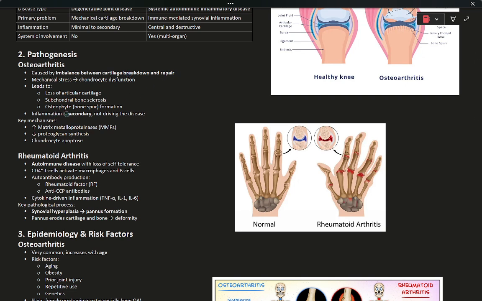As a result, inflammation is secondary in nature, and it does not drive the disease, unlike in rheumatoid arthritis. And the key mechanisms involved will be increased presence of matrix metalloproteinases and decreased proteoglycan synthesis. And also, there's obviously going to be chondrocyte apoptosis, and these mechanisms will contribute to chondrocyte dysfunction and imbalance between cartilage breakdown and repair.